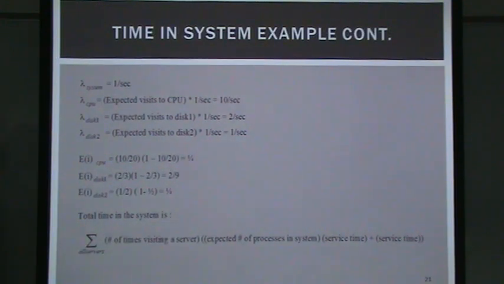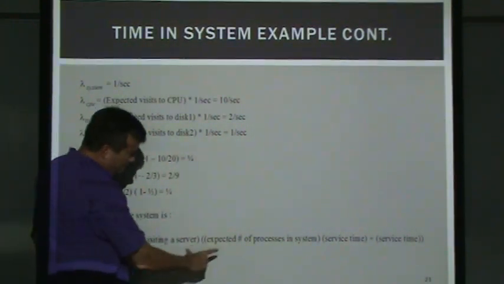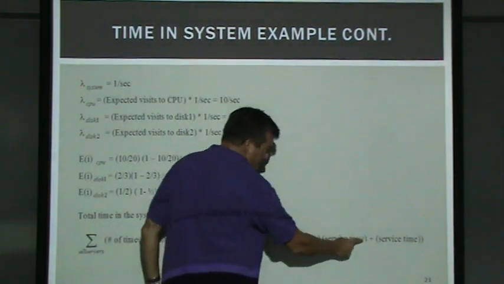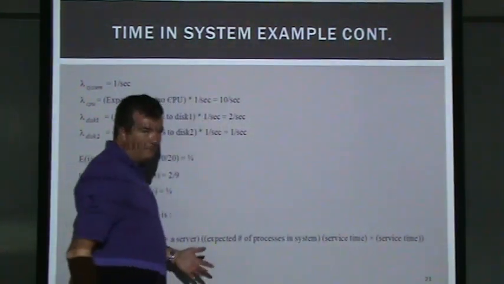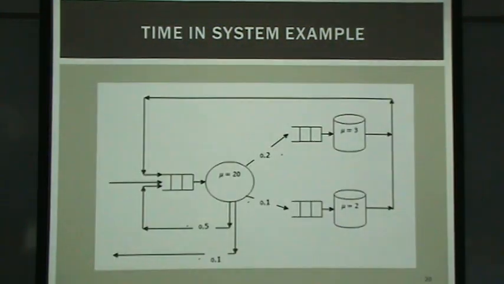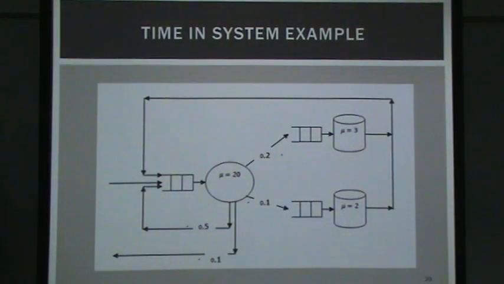So this is the number of customers we would expect to see in front of us. And then if we wanted to know the overall time it takes to get through this entire system, we would add up for all servers: the number of times visiting each of the servers, times the expected number of processes in that system, times their service time, plus one additional service time for us. And then add that whole summation up. And that would give us the overall time of getting from when we enter the system to when we leave the system on average.